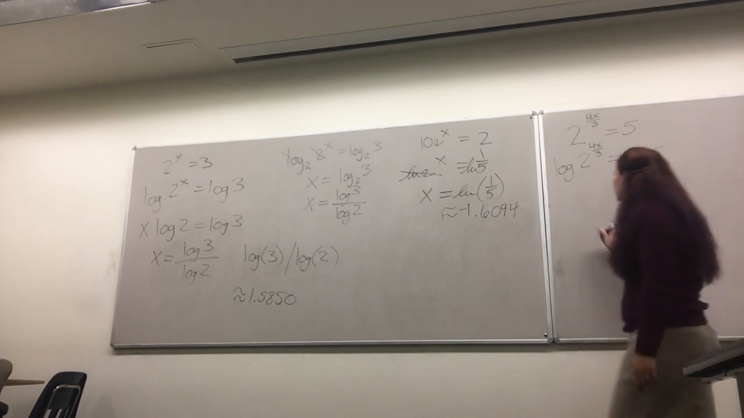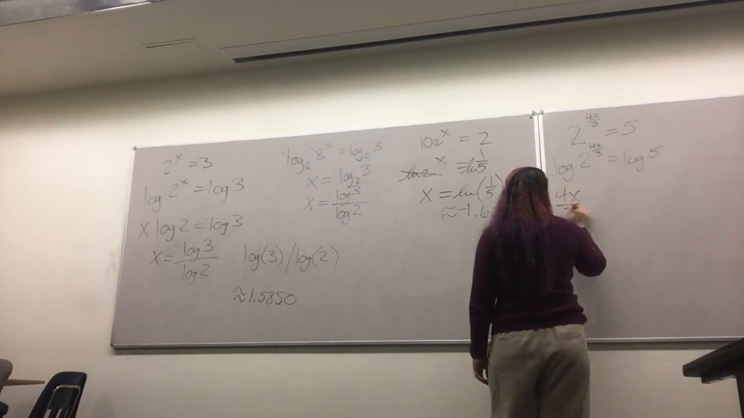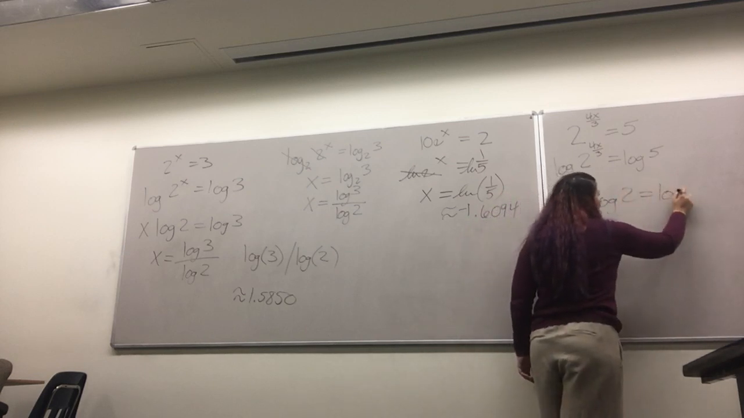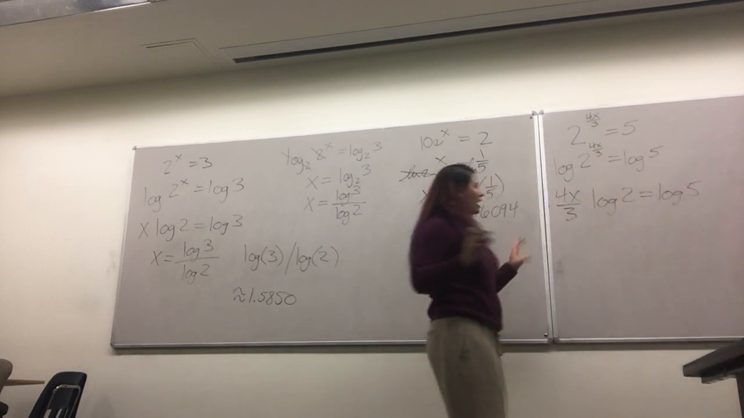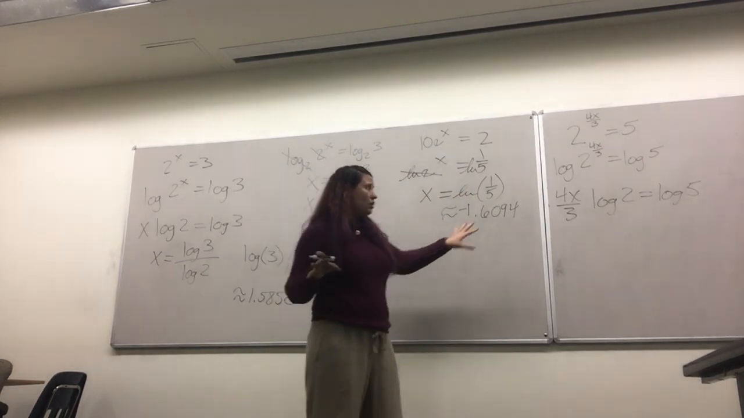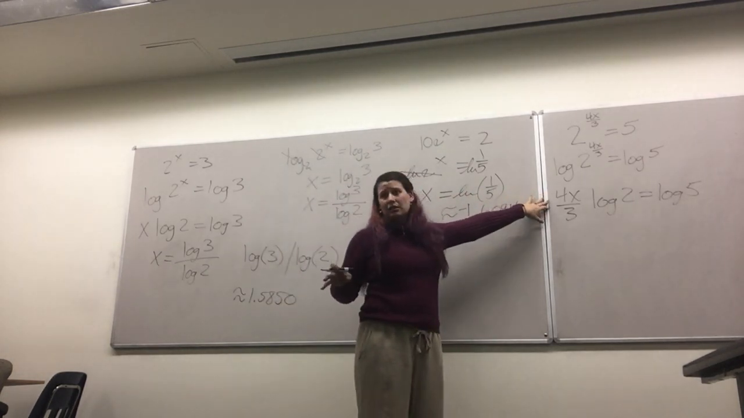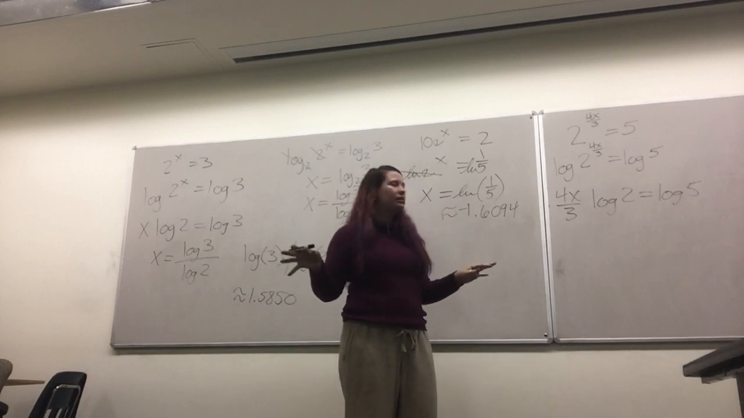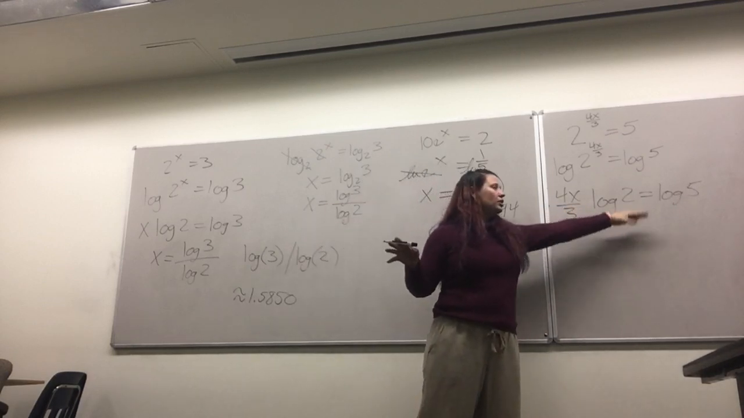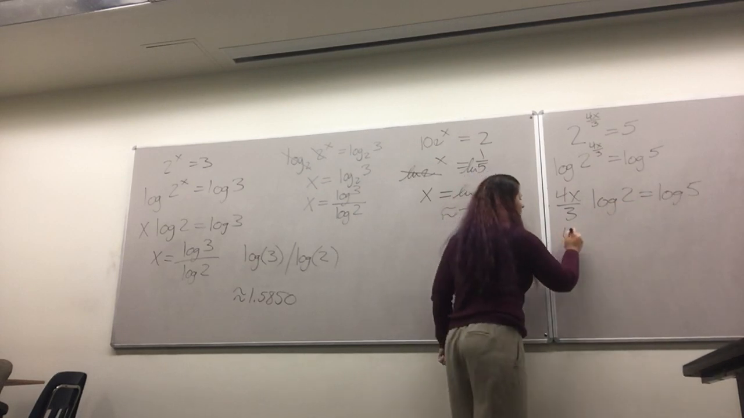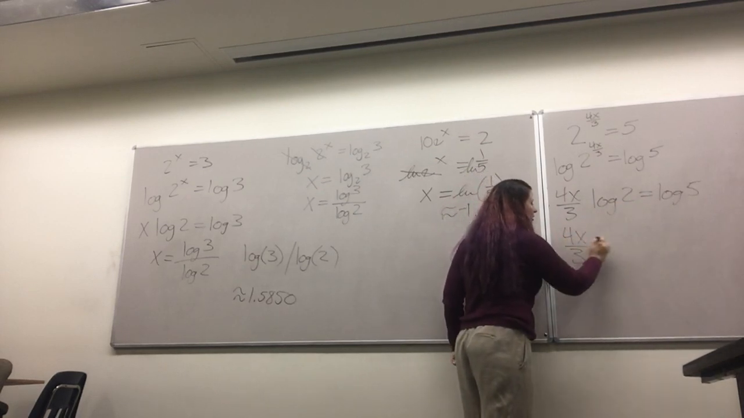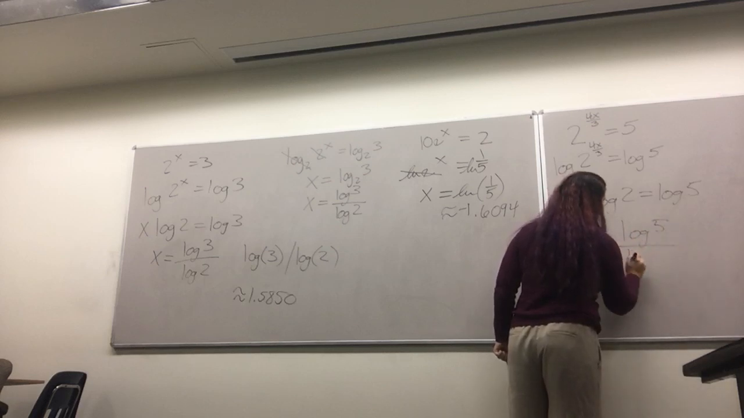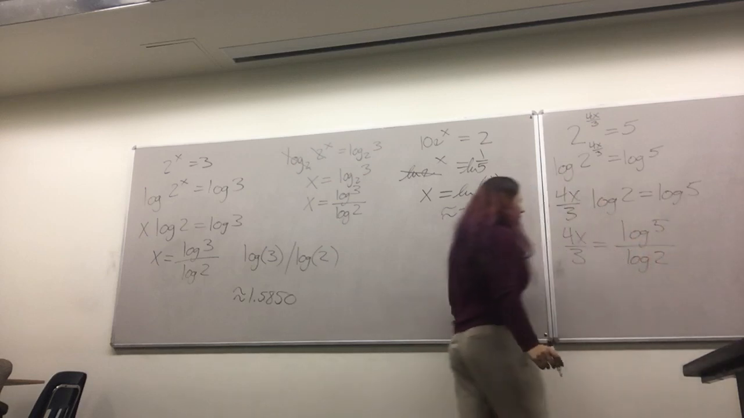Move the exponent down. So we have 4x over 3 log of 2 equals log of 5. Now, there's a few steps right now to get to the x. I would do them in pieces. I wouldn't try to do too much at once. So at this point, I would divide the log over. So then you have 4x over 3 equals log of 5 divided by log of 2.